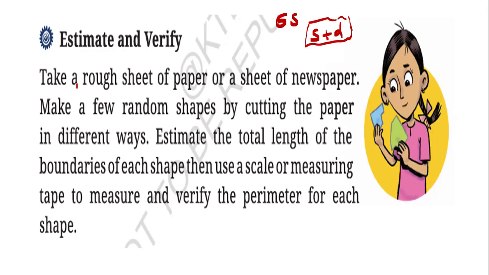See, take a rough sheet of paper or a sheet of newspaper. Make a few random shapes by cutting the paper in different ways. Estimate the total length of the boundaries of each shape. Then use a scale or measuring tape to measure and verify the perimeter for each shape. Try this activity.